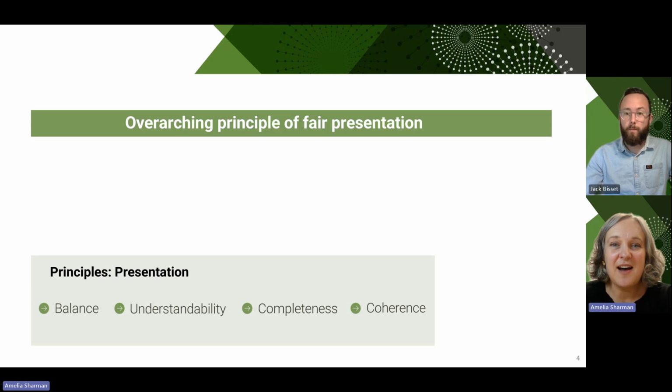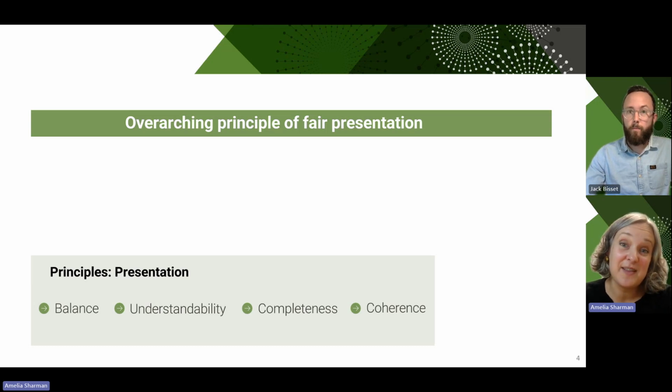And then I'll also highlight coherence. So this asks whether the information is presented in a way that explains the context and relationships with other disclosures of the entity. And for example, it requires an entity to present information in a way that allows primary users to relate information about its climate-related risks and opportunities to the entity's financial statements.